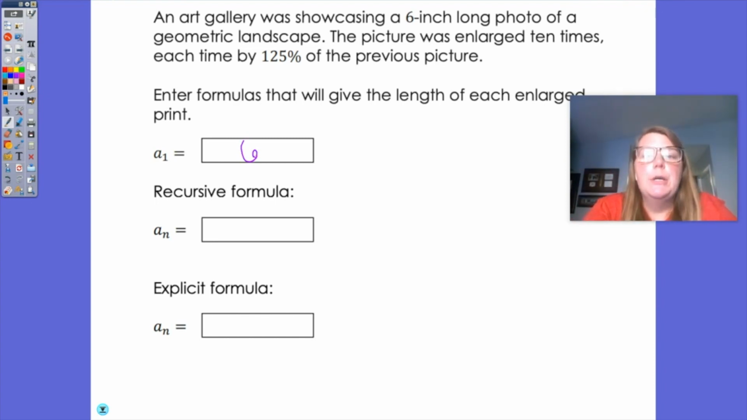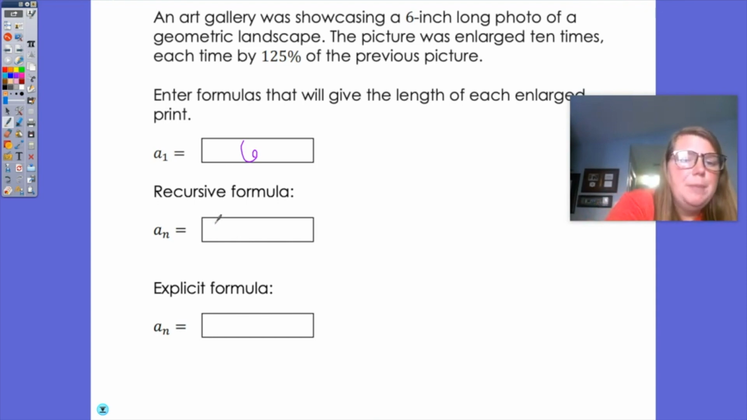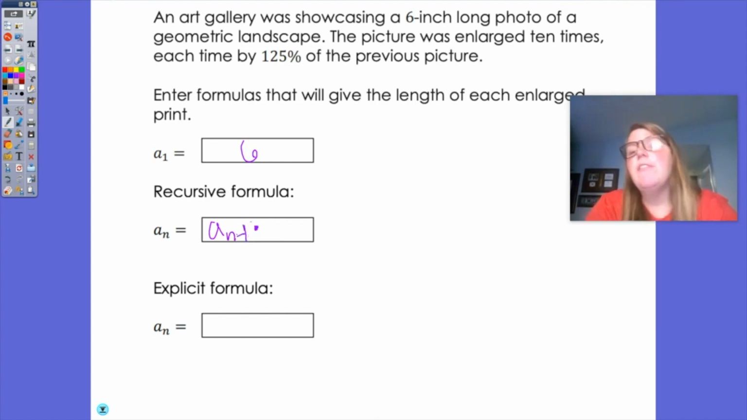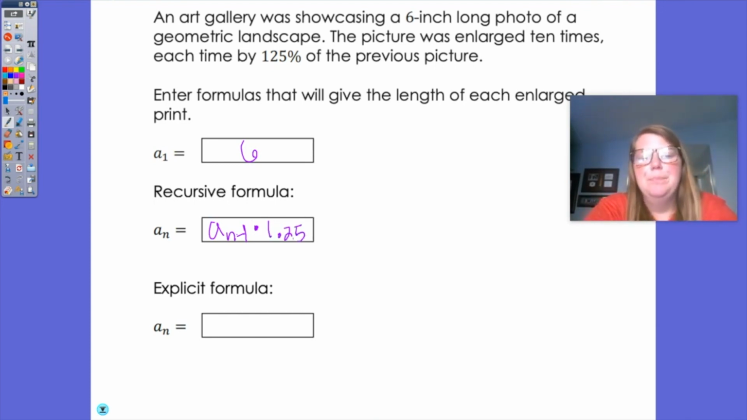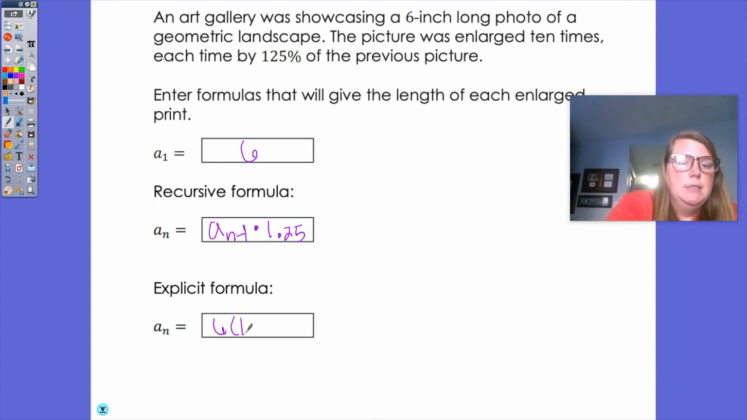So our recursive formula would be the previous term. And what are we multiplying by each time? Well, we're not multiplying by 125 because that's a percent. We want to change that percent to a decimal. So we're actually going to multiply it by 1.25 each time. And then our explicit formula is we want to take the first term, which is 6, and multiply that by 1.25 and raise it to the n minus 1 power.